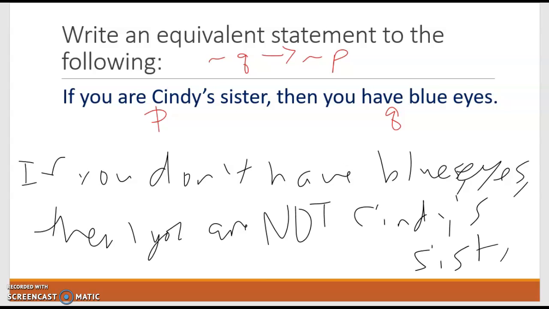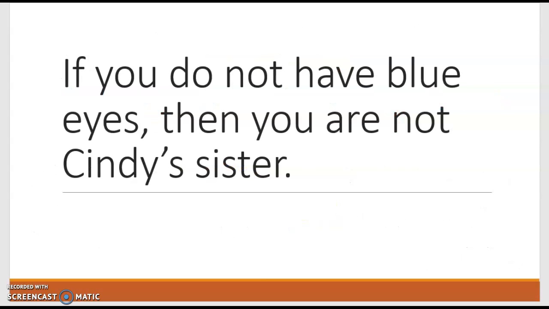Because remember, it's not P. If not Q, then not P. So if you don't have blue eyes, then you are not Cindy's sister. So you have to keep that whole negation in there. So in words you can read, if you do not have blue eyes, then you are not Cindy's sister. And that is determining logical equivalence of conditional statements, thinking both in symbols with the truth table and also in English statements. Thanks all.